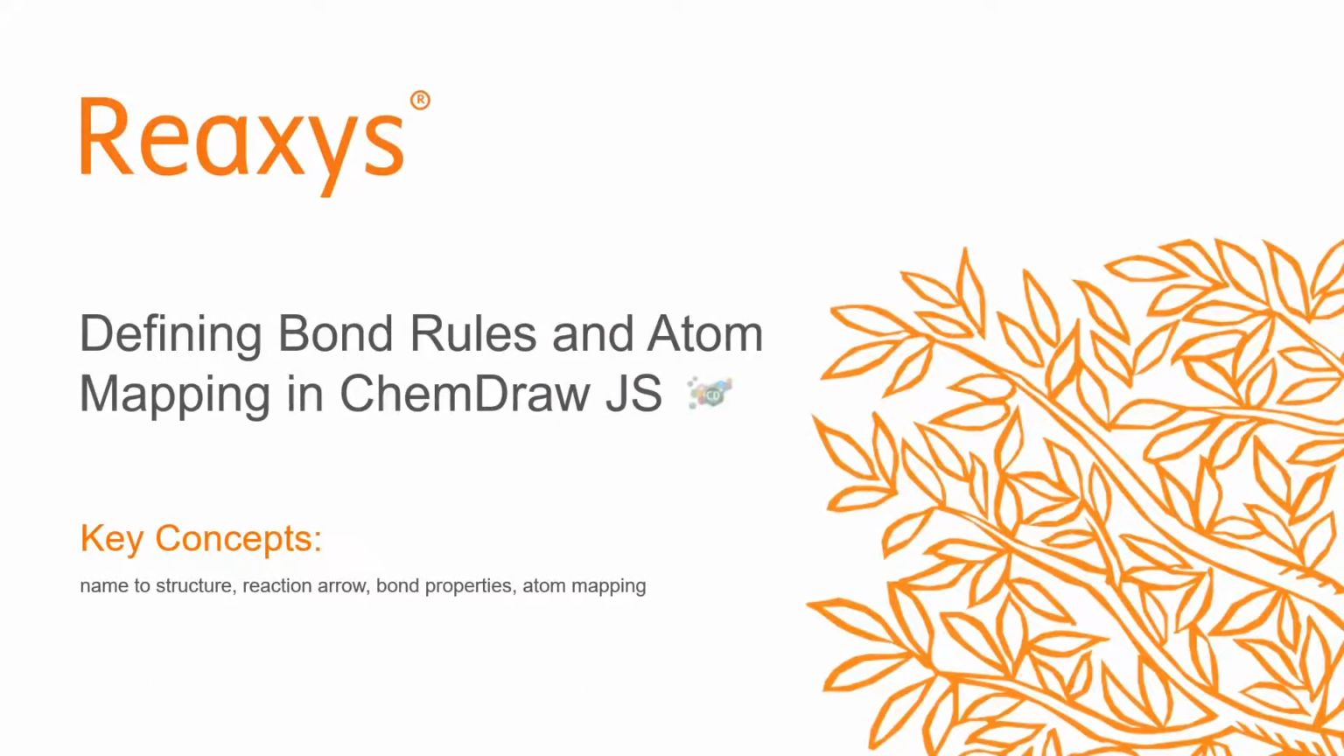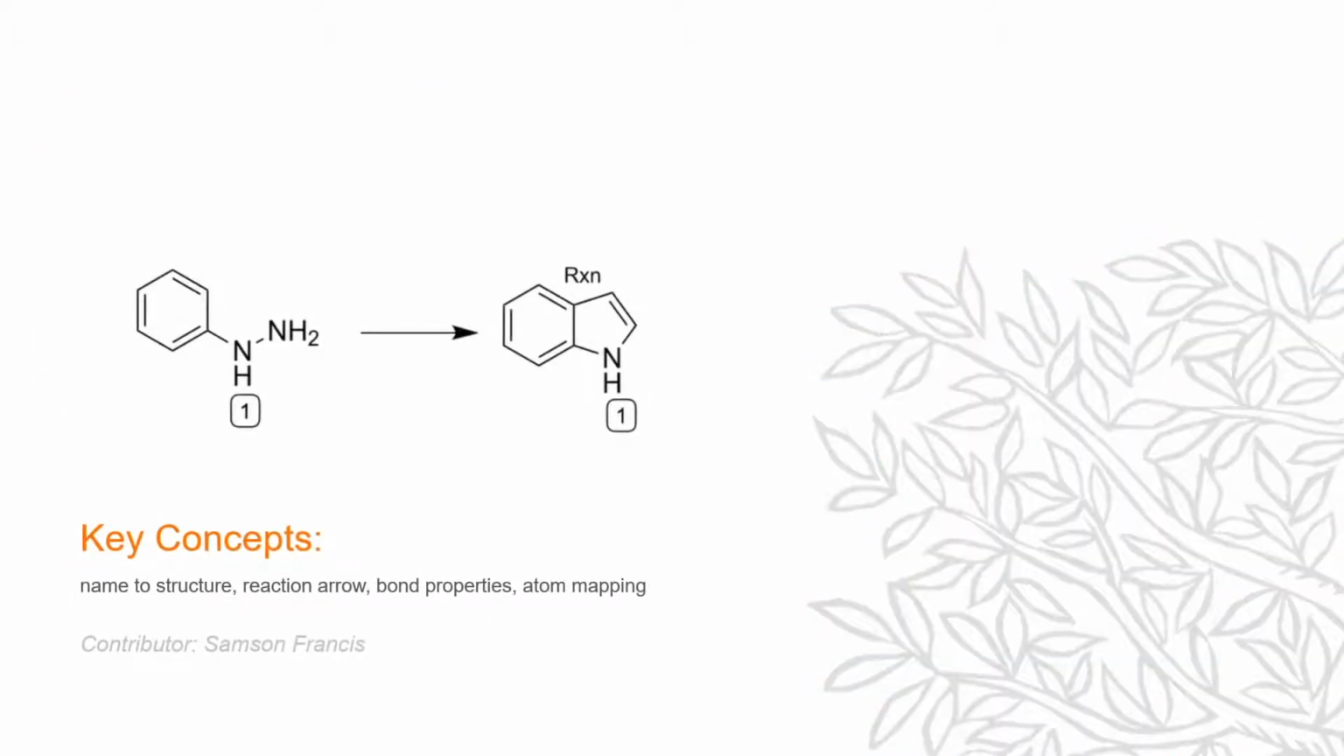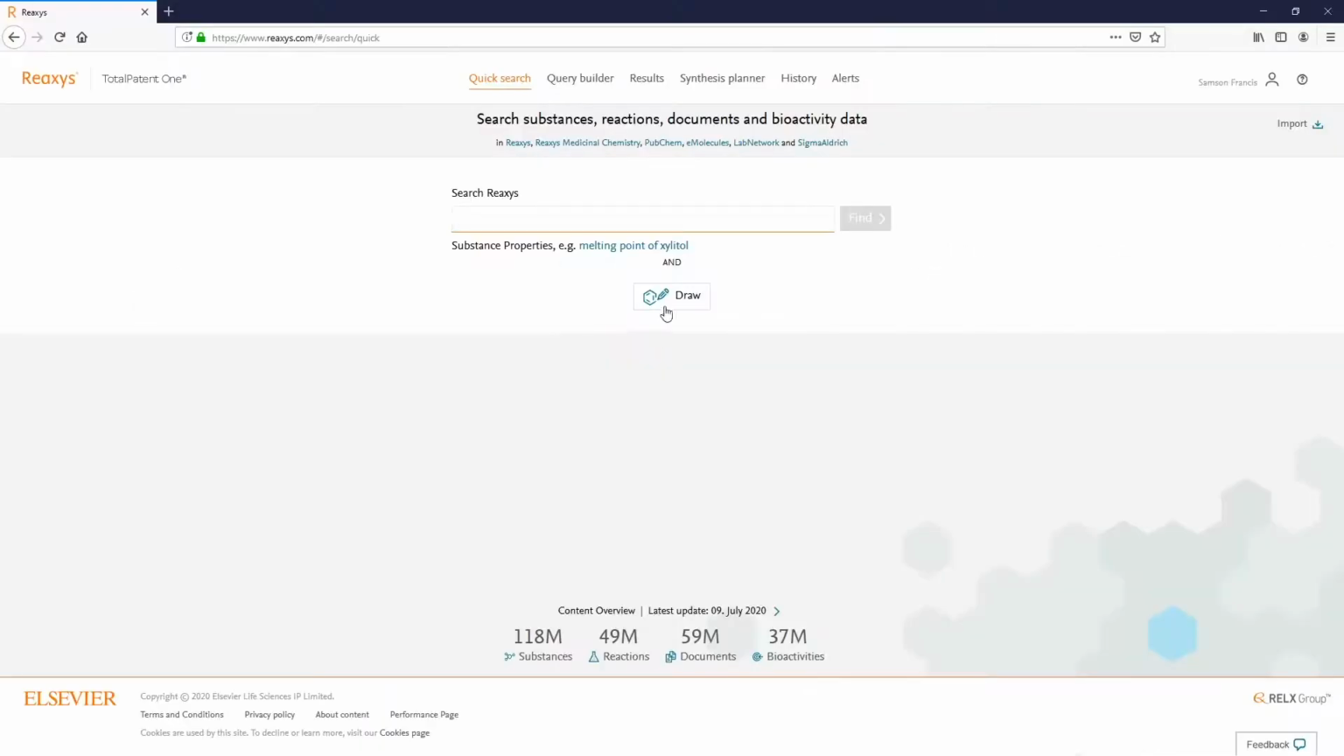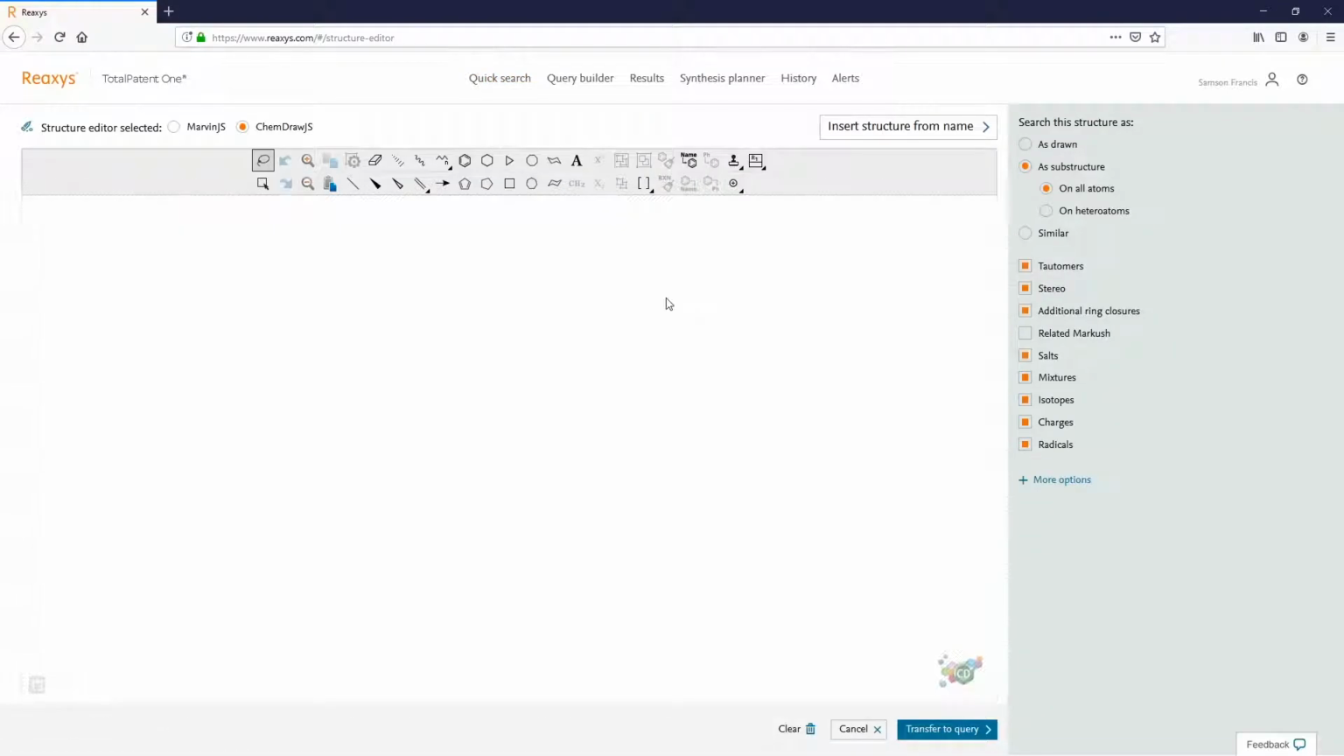This exercise will focus on defining bond rules and atom mapping in ChemDrawJS. For the synthesis of this indole, we'll first define atom maps and then a make or break rule at that position. Click Draw. You can switch between ChemDraw and Marvin by toggling the buttons up here. Our first step is to install the phenyl as a starting material.